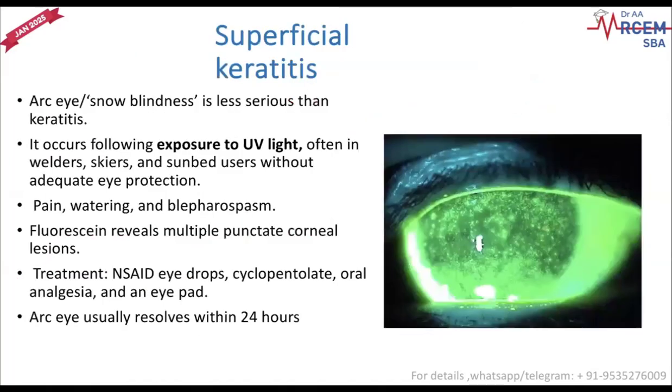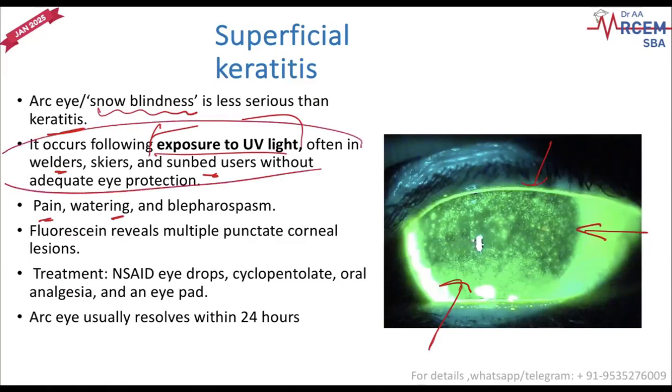Superficial keratitis. What you are seeing here is arc eye, also known as snow blindness. It is a less serious ulcer. Small ulcers, multiple ulcers, is what you are seeing here. Most of the time, it is because of exposure to UV light. It is commonly seen in welders, or when you go to the seaside and do a sun bath without using any sunglasses. They commonly present with pain, watering of the eyes. Classical history will be present. Multiple small punctate ulcers, what you're seeing here, will be present in these patients.